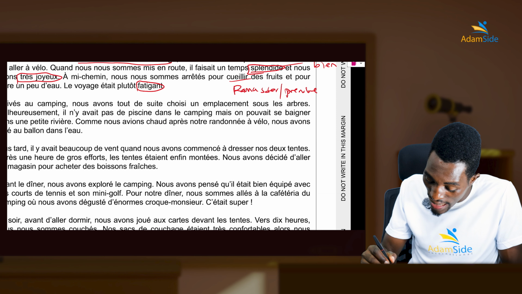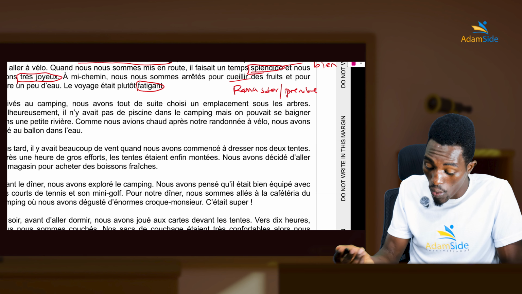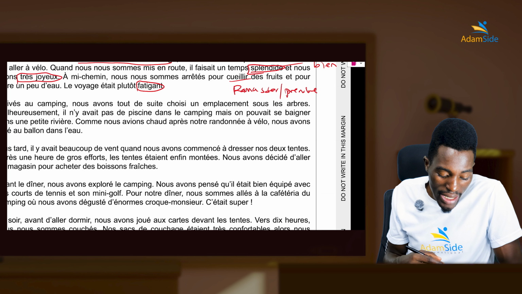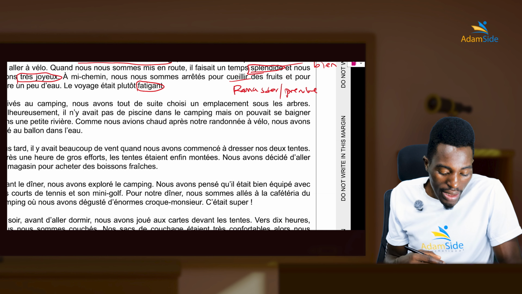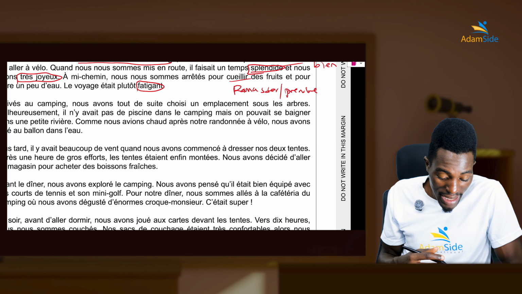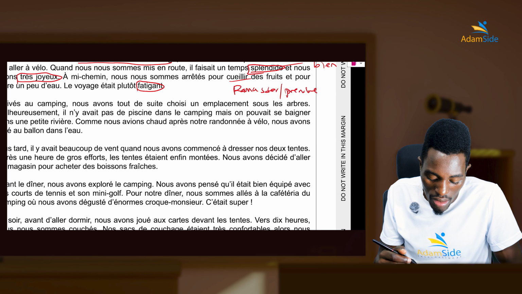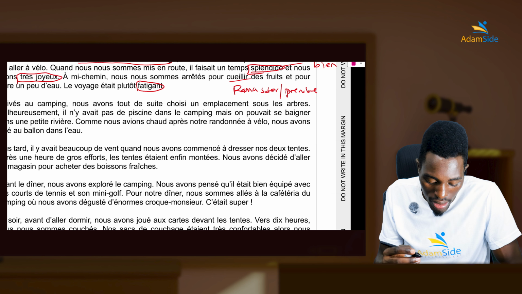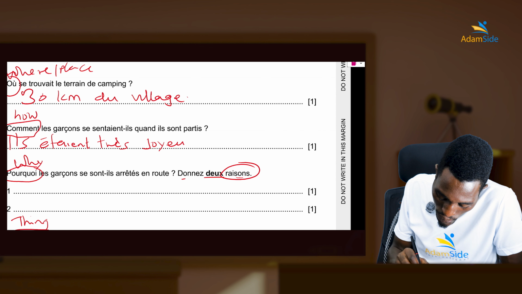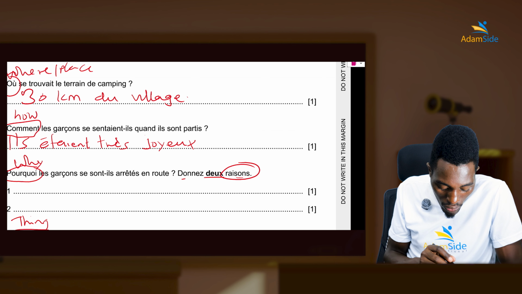Splendide, I said it means bien, like good, we're happy. Et nous étions très joyeux. And we were very joyful. So the answer was, ils étaient très joyeux. That is the answer. So we go there and write our answer. Ils étaient très joyeux. That's the answer. So then we go to the next question.